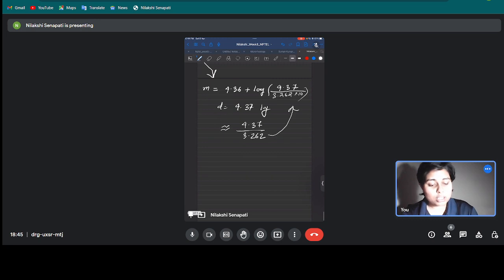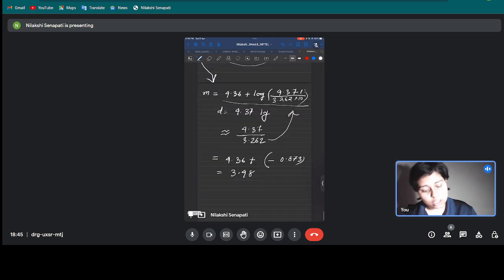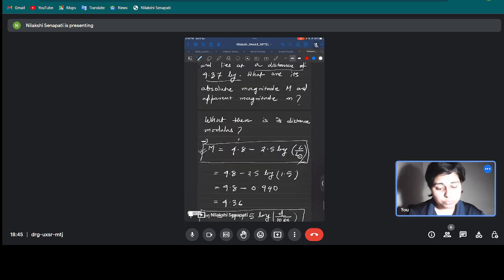Now the numerator is also in parsec, the denominator is also in parsec, so you can directly divide it and calculate the apparent magnitude. It will be 4.36 plus, and it will come as minus 0.873. If you calculate, then it will be 3.48. That is the apparent magnitude.